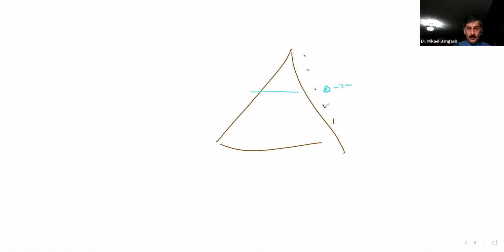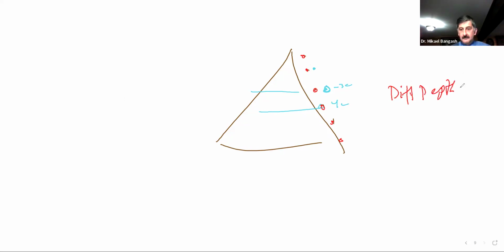If you want to, you can focus here, which has become 4 centimeters. So you focus at a depth of 4 centimeters. Or you can focus at this depth here. Because what do all these points here mark? They mark different depths.